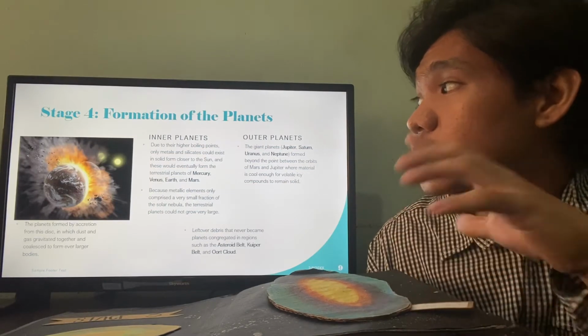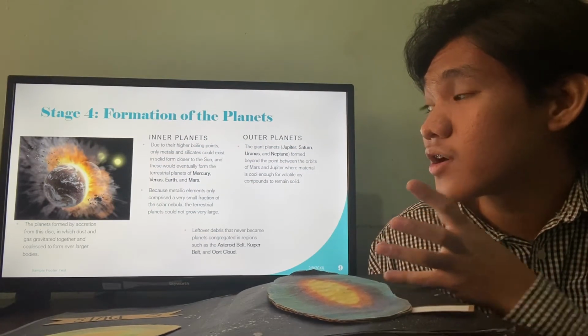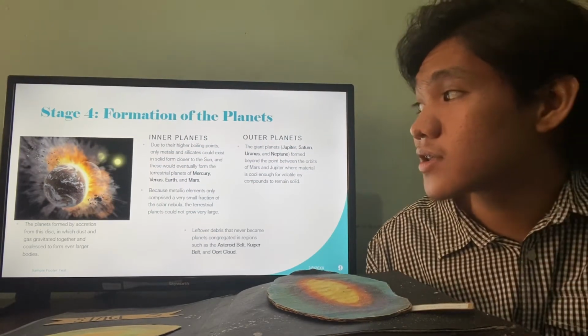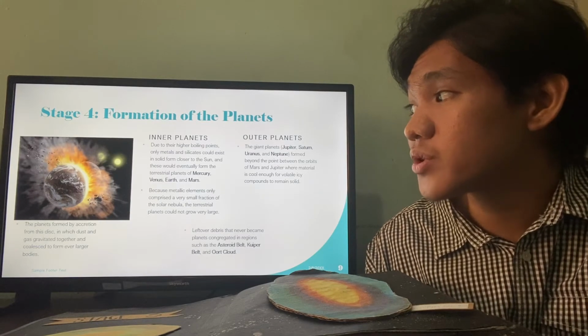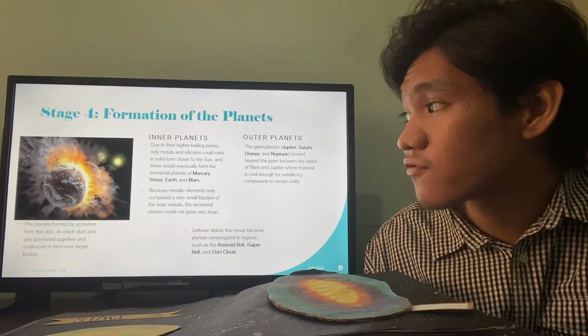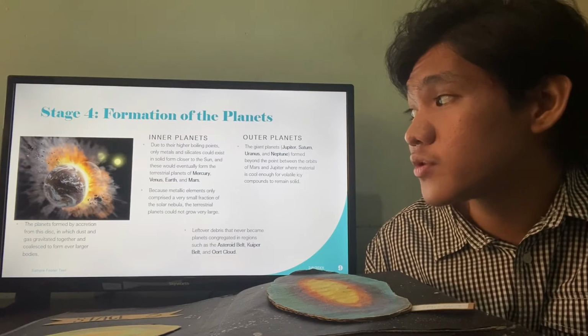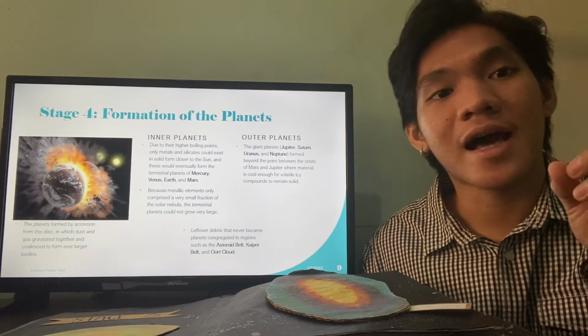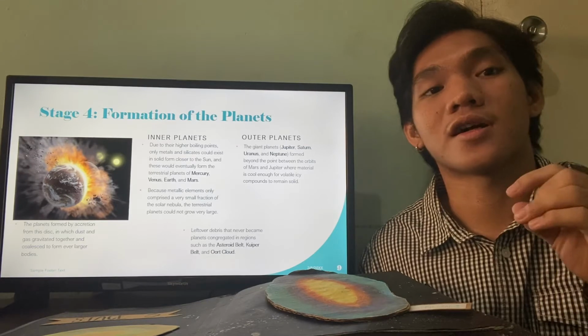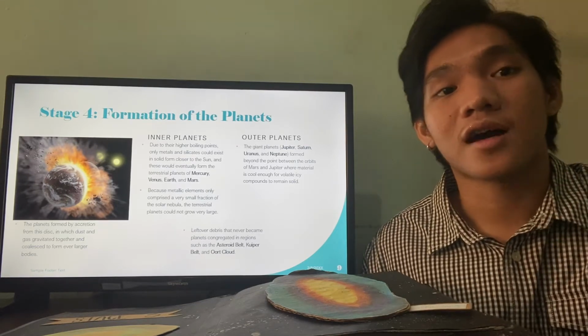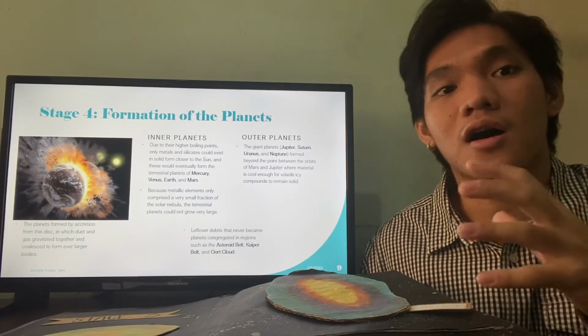Stage 4 is the formation of the planets. Inner planets: due to their higher boiling points, only metals and silicates could exist in solid form closer to the sun, and these would eventually form the terrestrial planets of Mercury, Venus, Earth, and Mars. The inner planets are small and terrestrial because the sun collected those other gases.